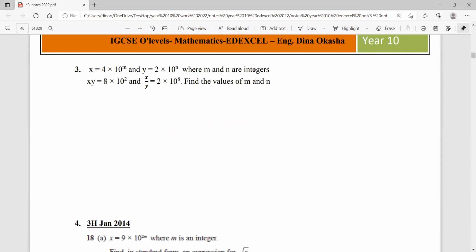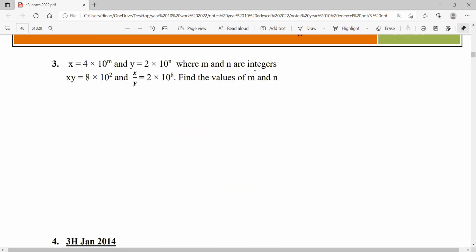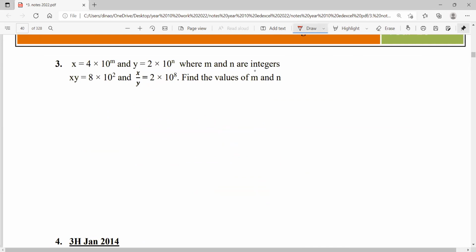Question number 3 says: if x is equal to 4 times 10 to the power of m and y is equal to 2 times 10 to the power of n, where m and n are integers. Now, what do I mean by integers? Integers mean whole numbers. xy equals 8 times 10 to the power of 2. x over y equals 2 times 10 to the power of 8. Find the values of m and n.